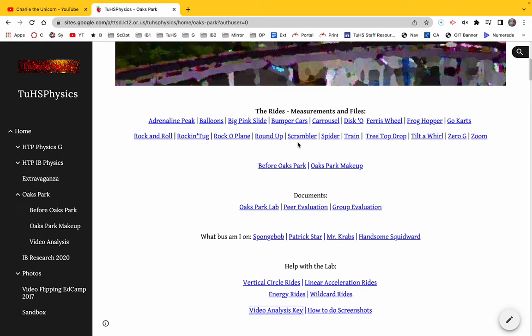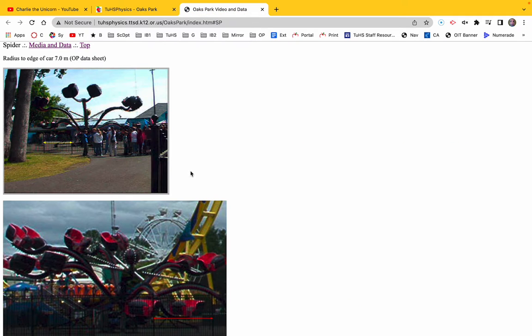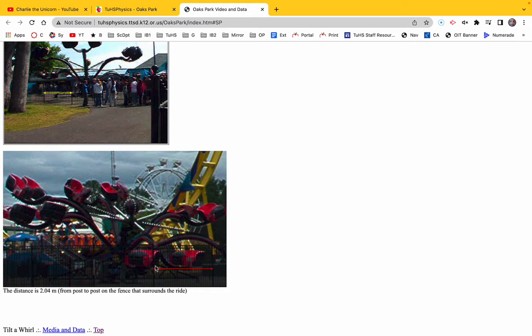Let me show you how to do the vertical acceleration for something like the spider. The spider is a little bit more challenging because it also moves to the side. So what we're going to do first is get a distance reference for the spider. For this one, we know that the fence posts are 2.04 meters. I'm just going to write that down, 2.04 meters. 2 meters is probably close enough.